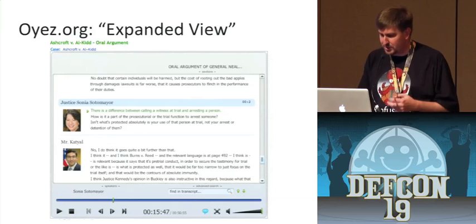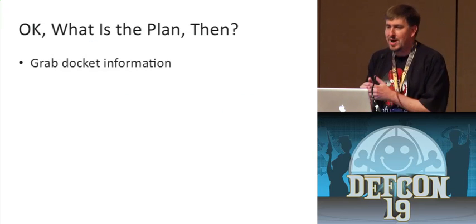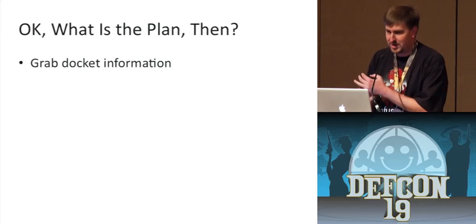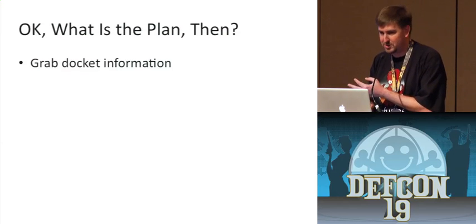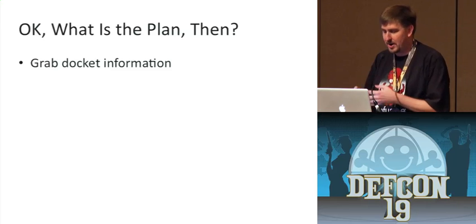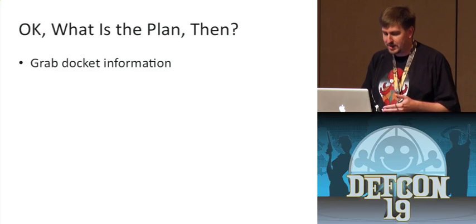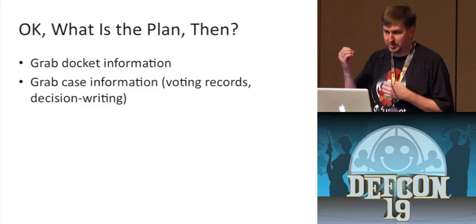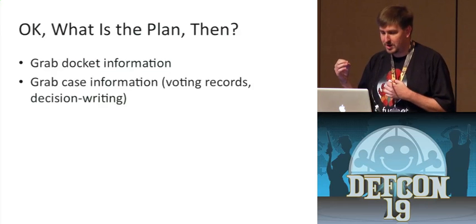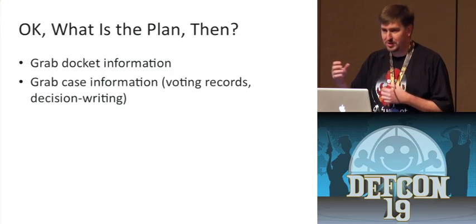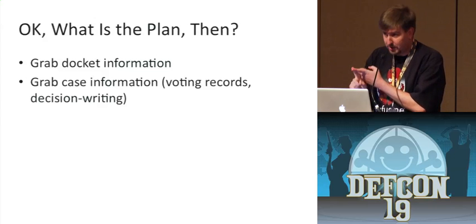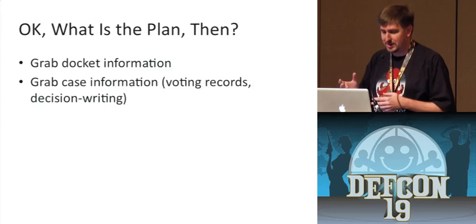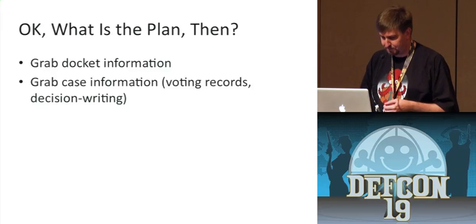So my plan was, let's go ahead and grab all of the docket information. By docket information, I mean what's the list of cases, who were the justices participating in them, and when were they heard. So we're going to grab all of that. And then we're going to grab the information about the individual cases. How did each justice vote? Did they write a decision in the case? In other words, the majority opinion of the court, or a dissent, or a concurrence? Did they write something that expressed an opinion?